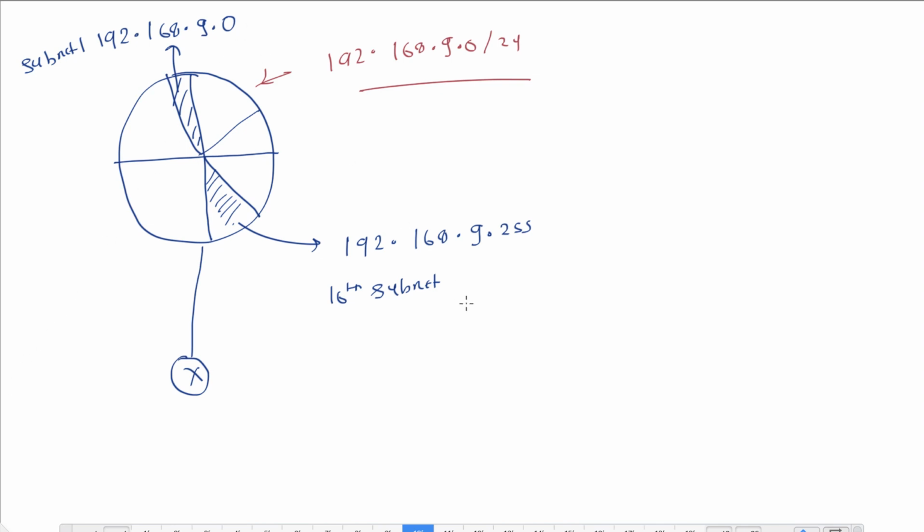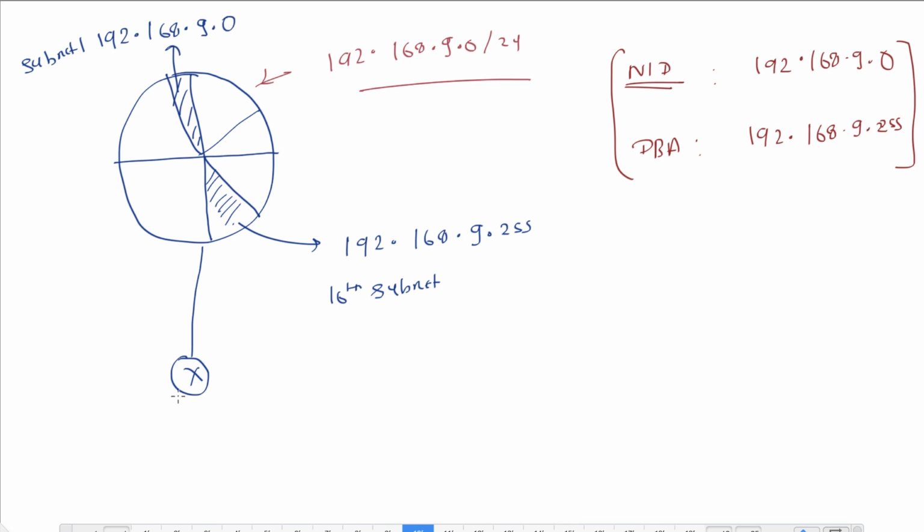Now this is after division. Before division, I mean before subnetting, it was the network ID for the whole network, which was 192.168.9.0, and the directed broadcast address for the whole network will be 192.168.9.255. Now this is before division.